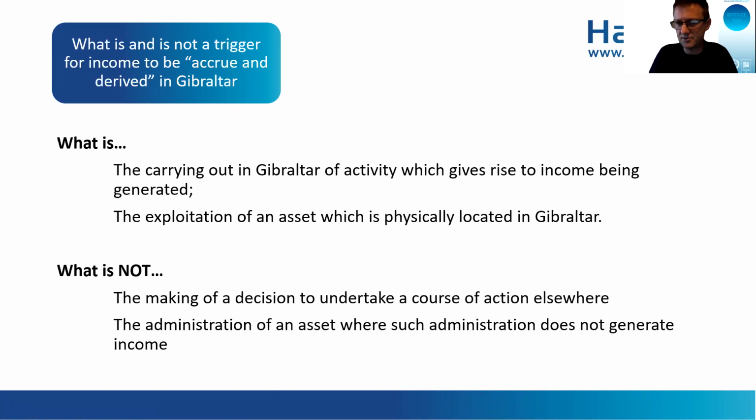Accrued and derived is entirely central to the tax system in Gibraltar, and we now understand the meanings of the words. But what is and what is not a trigger for income to be accrued and derived? Worth reiterating: the carrying out in Gibraltar of activity which gives rise to the income being generated, and exploitation of an asset which is physically located in Gibraltar. Those two things. What it is not is the making of a decision to undertake a course of action somewhere else, and it is not the administration of an asset where such administration doesn't generate income.